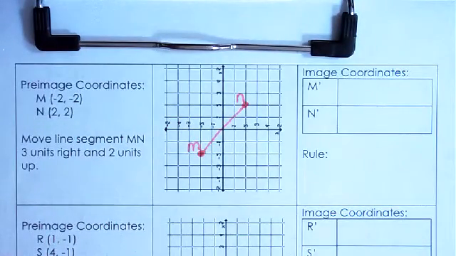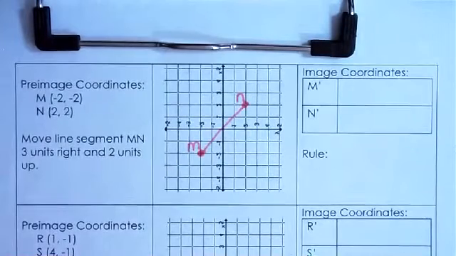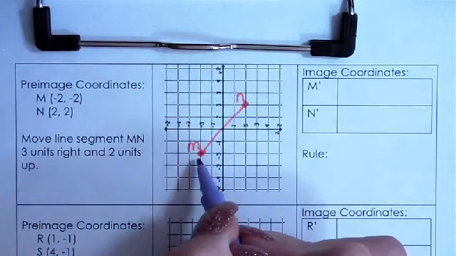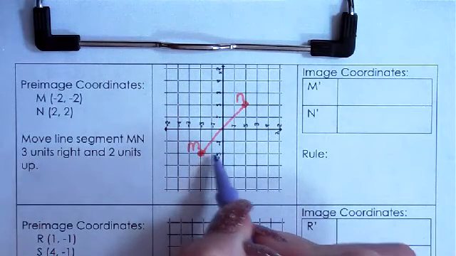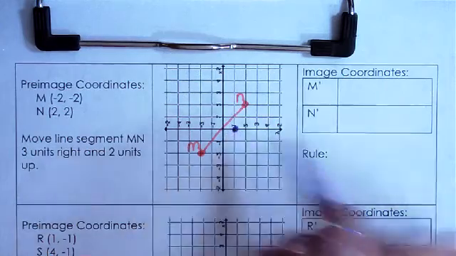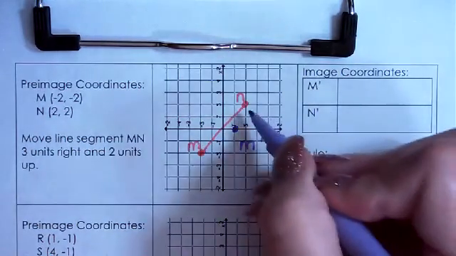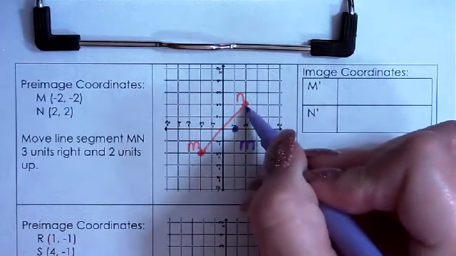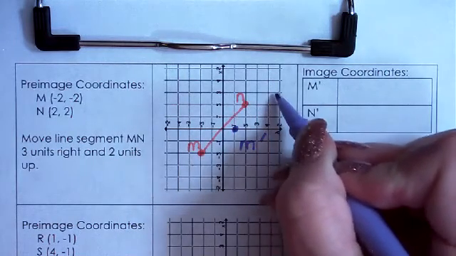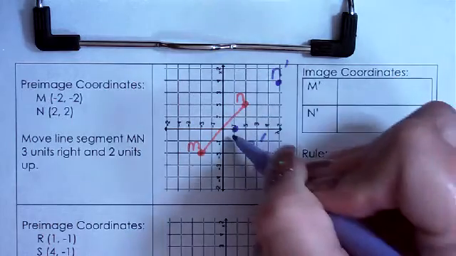Okay, so I've got my line segment. Now what I've got to do is move it. I'm going to be moving it 3 units to the right and 2 units up. So if I look at M, I'm going to count over 3 lines, 1, 2, 3, and up 2. Put a dot. Remember, that's going to be M prime now. N, same thing. I'm going to move it over 3, 1, 2, 3, and up 2 right there. And that's N prime.